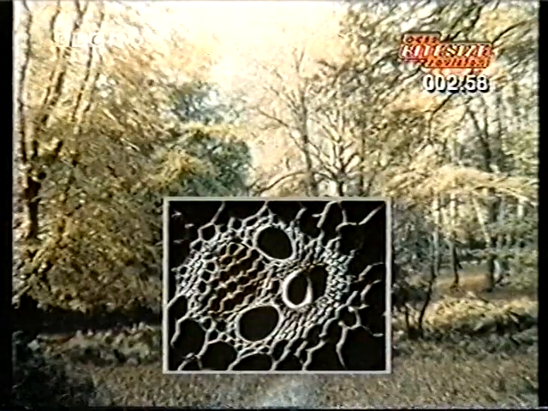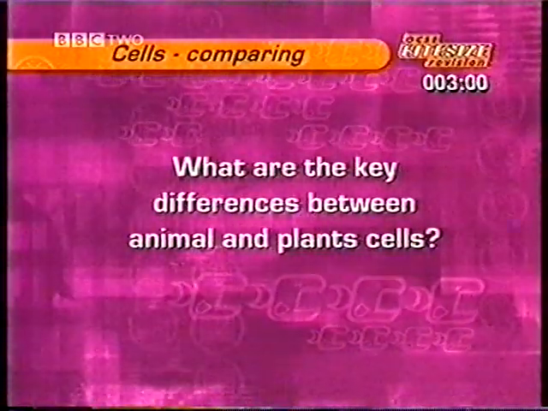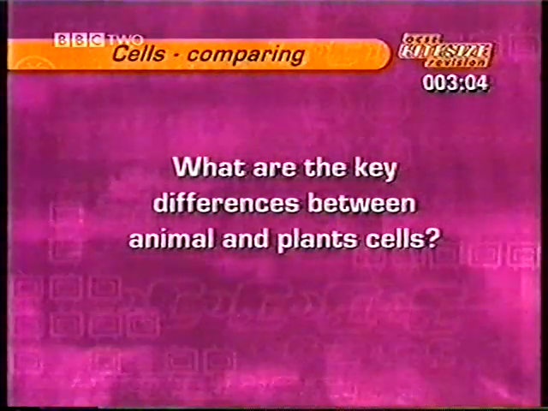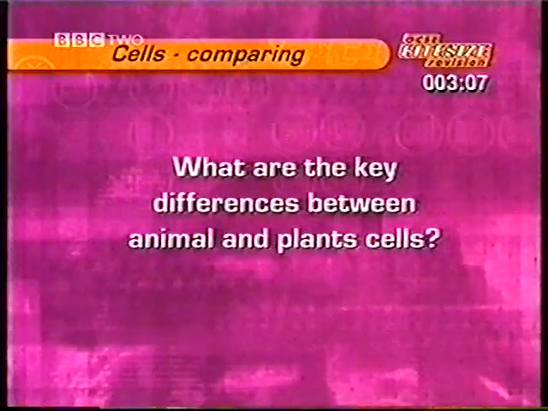Plants, too, are made up of many different types of cells. For instance, there's the guard cells around the stoma in a leaf, the cells at the tips of growing roots, the cells in the stalk. But what are the key differences between animal and plant cells? The next clip explains.